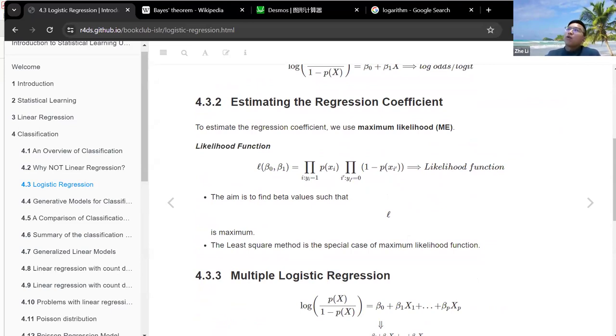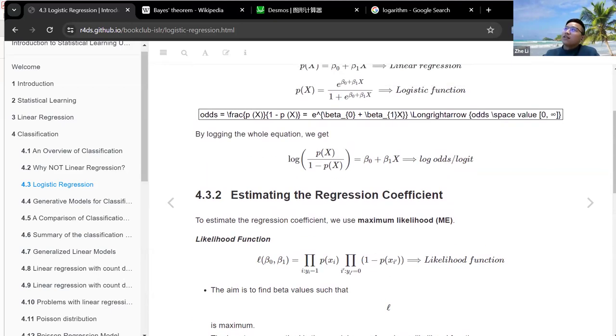And the underlying logic is that we want to maximize the likelihood for the specific coefficient that we get for each predictor. I don't know if I explain that clearly, but in this book we can just learn that the coefficient we get can help us maximize the likelihood that we can classify the results into Y instead of other results.